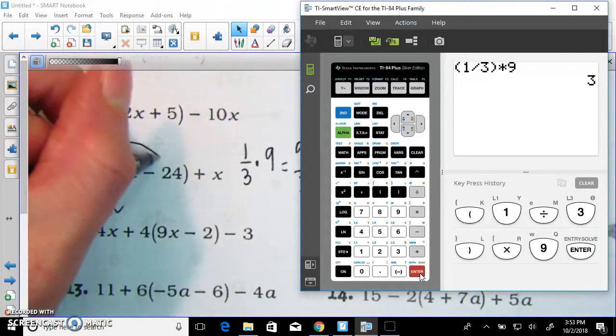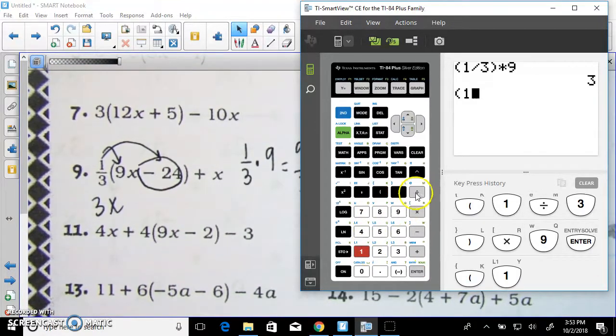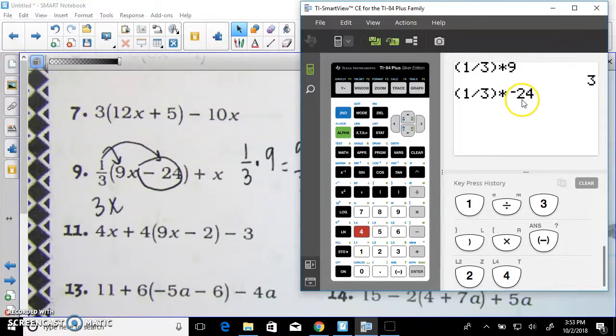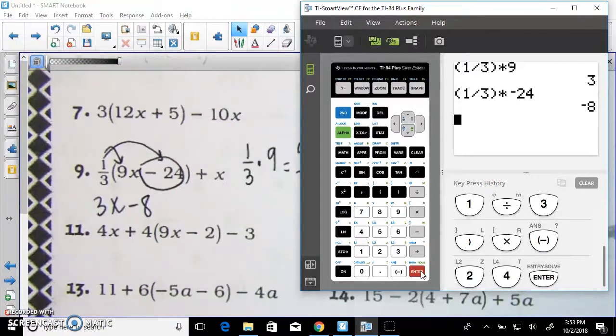Now we're going to do 1/3 times -24. If I want to do that in the calculator, open a parentheses and put 1 divided by 3 to represent 1/3. I'm doing times -24. Make sure that you use the negative term. Okay, if you use minus, it might give you a syntax error. And that says that that is -8.